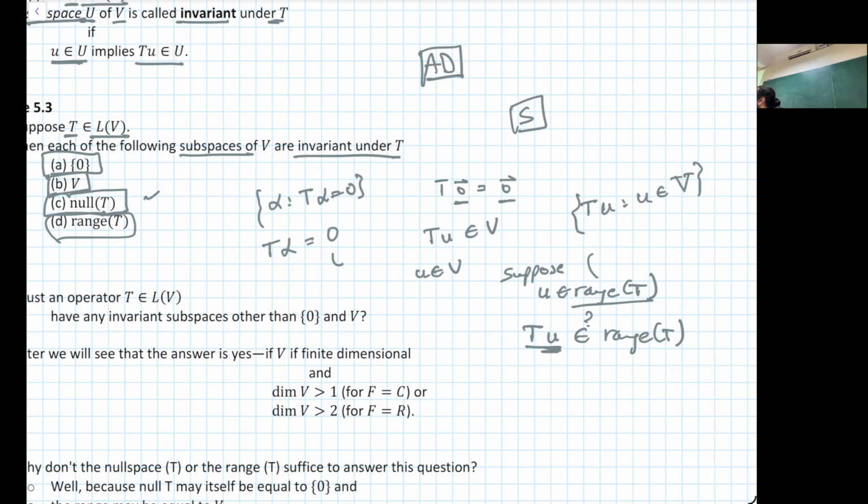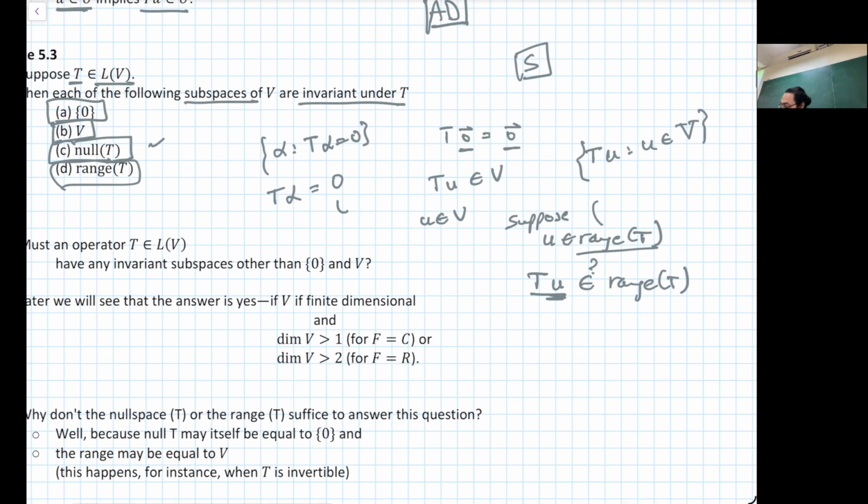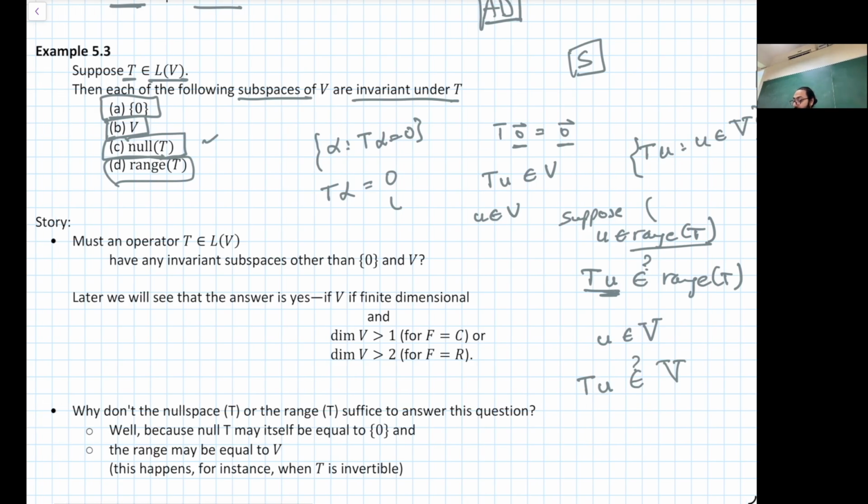Which one? For B? Okay, let's do that. So suppose there's a vector U that belongs in the vector space. Right? You apply the operator T to U. Now this vector, does it or does it not belong to V? Okay, so you answered your own question.